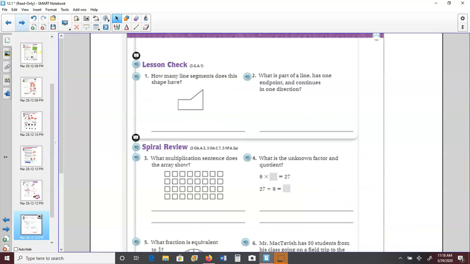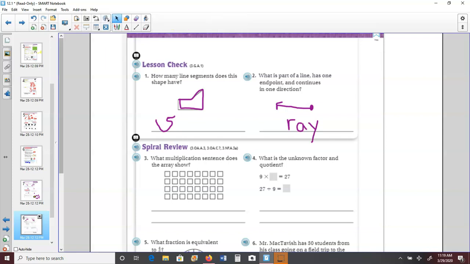All right, last page, boys and girls. Thanks for hanging with me here. How many line segments does this shape have? So if we count the sides, 1, 2, 3, 4, 5. There's another 5-sided shape that's closed up. What is part of a line, has one endpoint, and continues in one direction? So part of a line has one endpoint and continues on in one direction. Drawing it out is a good visual. Think of what we call this. It is a ray.